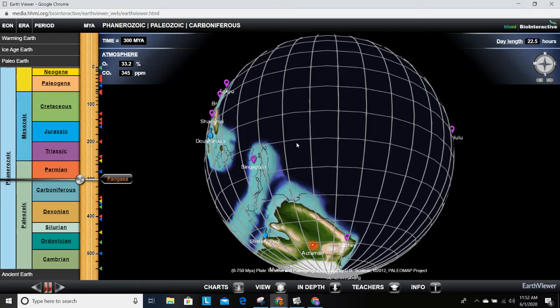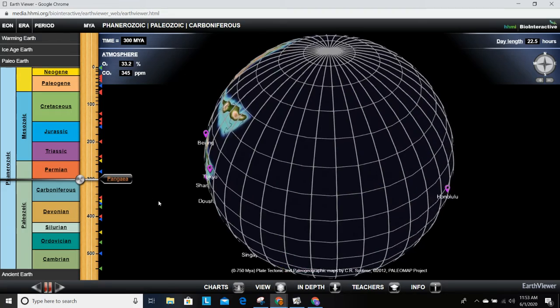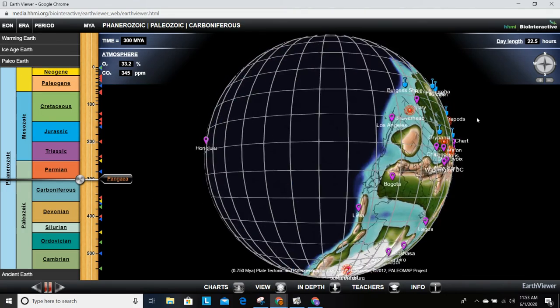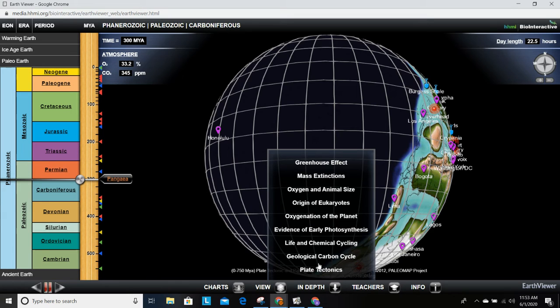Then click on the earth and rotate the earth and see what was happening in Pangea, what was happening to the land masses. Are they coming together? They're moving up. Look at the oxygen, carbon dioxide, the time, and the day length. Click on the charts and see what was happening. Then you can also go in depth and see the plate tectonic movement, the geological carbon cycle, life and chemical cycling, evidence of early photosynthesis, oxygenation of the planet, origin of the eukaryotes, oxygen and animal size, mass extinction, and the greenhouse effect. That will help you to answer the analysis questions.